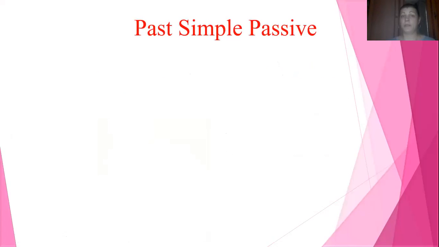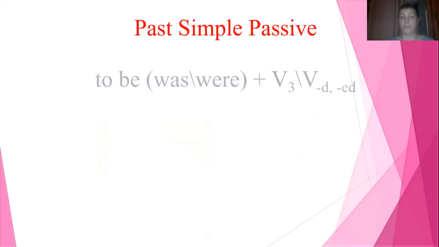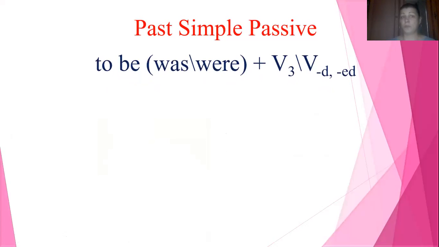Let's study past simple passive. We take the same formula to be, but in the forms of past, was and were, was for the singular and were for the plural. And again, we use the main verb in the third form if it is irregular, and with ending -ed if it is regular.